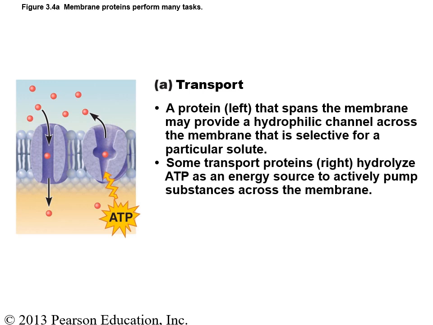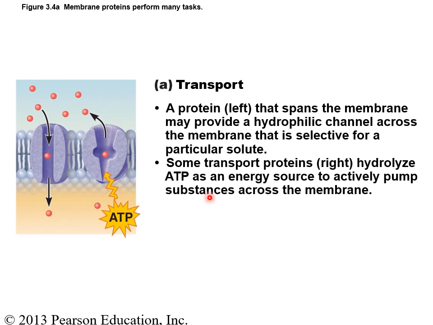Now, we said that these proteins can work as transport. So I'm going to give you a couple of examples. There are many different ways that these proteins that go through the cell membrane can work. But here's an example where a protein that spans the membrane may provide a hydrophilic channel. Because remember, the membrane's hydrophobic, so you can't get through here. But this provides a channel where molecules that are hydrophilic, water-loving, can go through that particular channel.